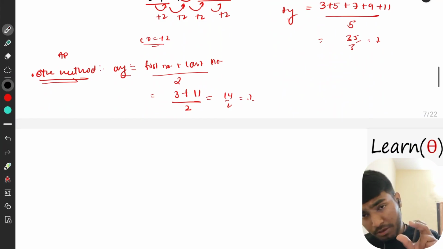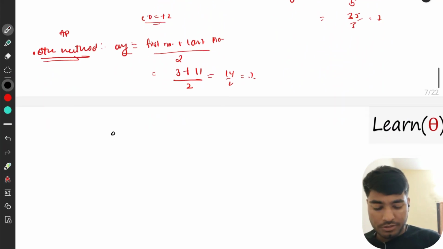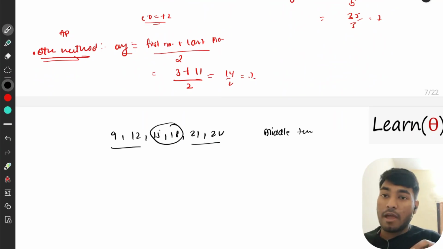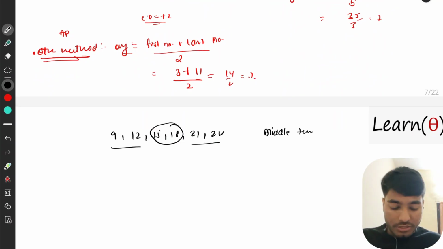But what if I give you a bit tricky question? The question says 9, 12, 15, 18, 21, 24. Find the middle term. How will I find it? There are two numbers in between, so I will say 15 and 18 both are middle terms. No, the middle term should be only one. So what is the thing here?